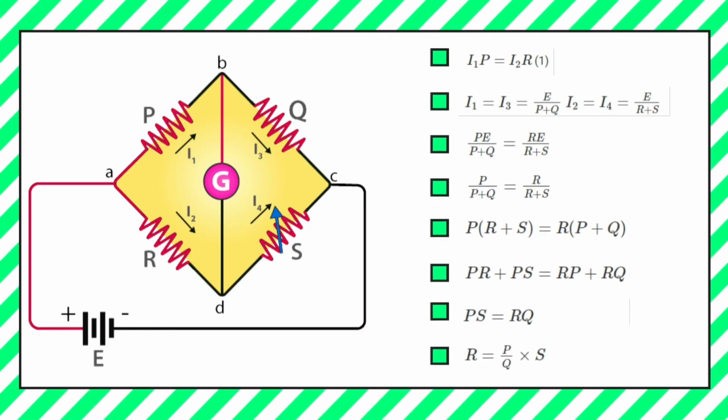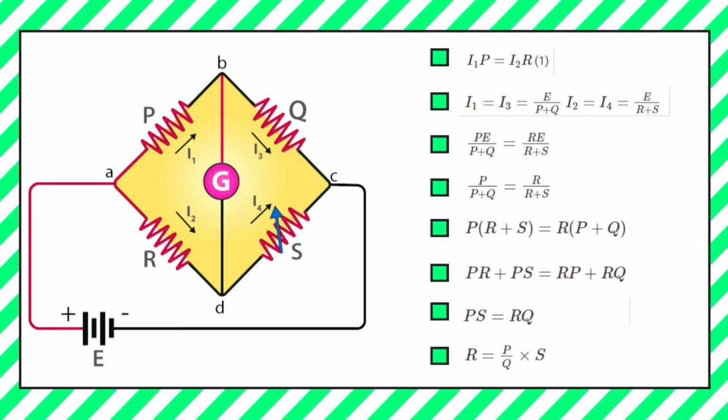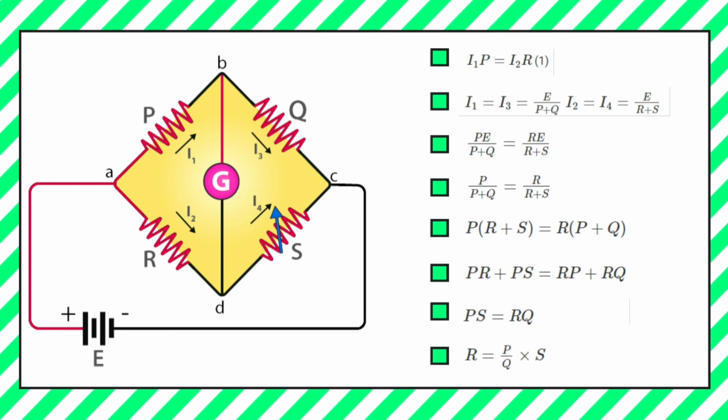The current enters the galvanometer and divides into two currents as I1 and I2. The following condition exists when the current through a galvanometer is 0. I1P equals I2R. The currents in the bridge, in a balanced condition, are expressed as follows. I1 equals I3 equals E divided by P plus Q, and I2 equals I4 equals E divided by R plus S. Here, E is the EMF of the battery.